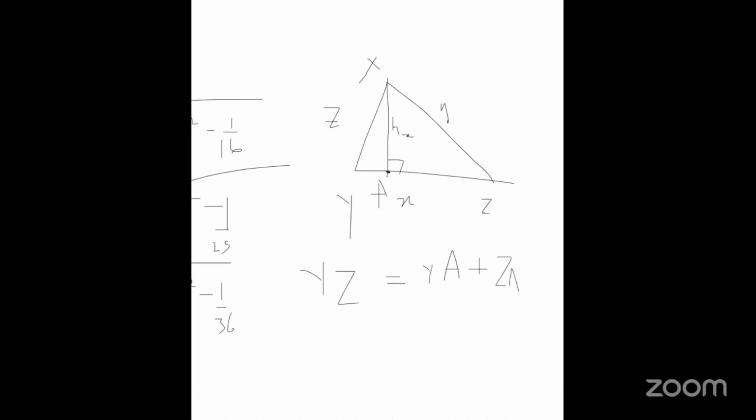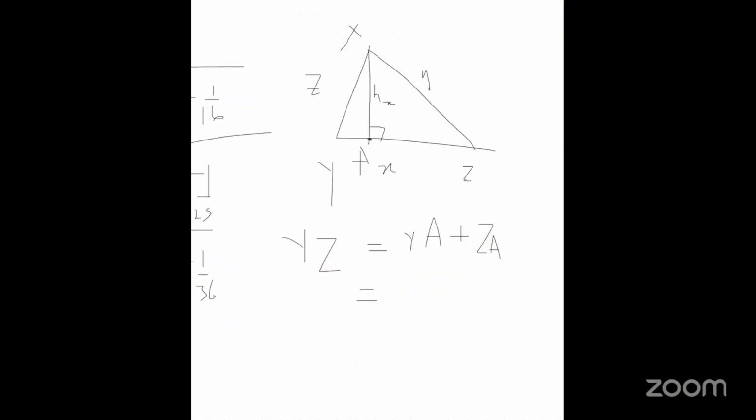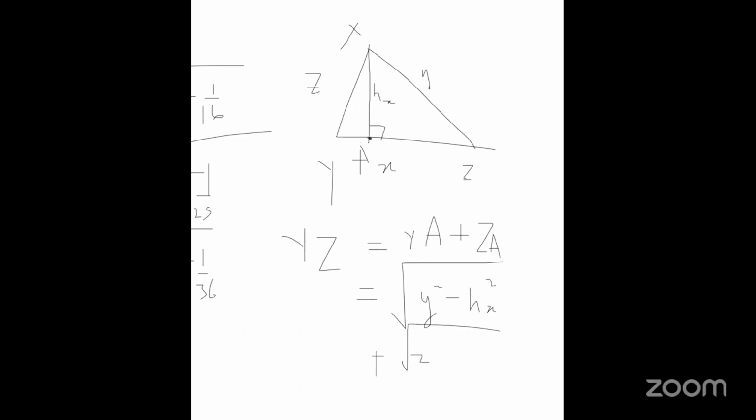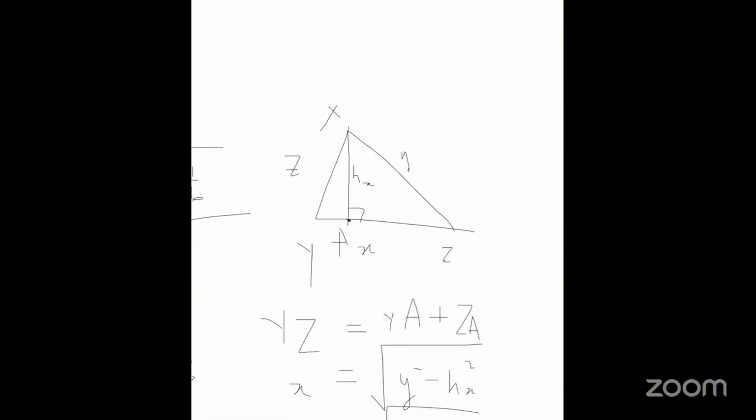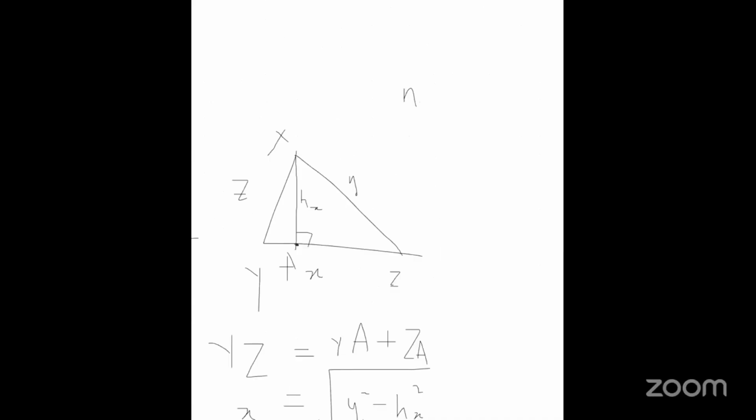And so this is equal to the square root of y squared minus hx squared plus the square root of z squared minus hx squared. This whole thing is equal to x, right? And we are given that this is true if hx squared is 1 over 16, which means that hx is 1 over 4. This is the only thing which will satisfy this equation. Otherwise, you'll have something too low or too high. So hx is equal to 1 over 4.